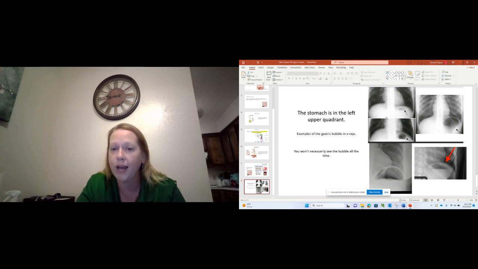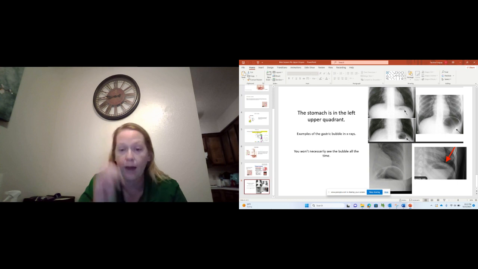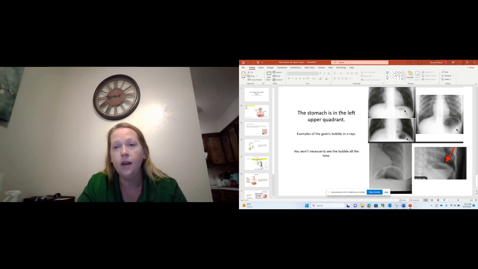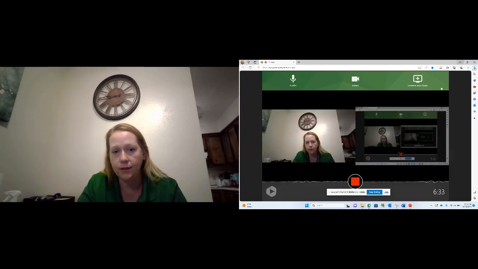So if somebody was lying down, all the fluid would be spread out and you wouldn't be able to see it. That's why we do uprights for abdomens to look for air fluid levels. All right, so there's 4 of the 6 digestive organs. Okay?